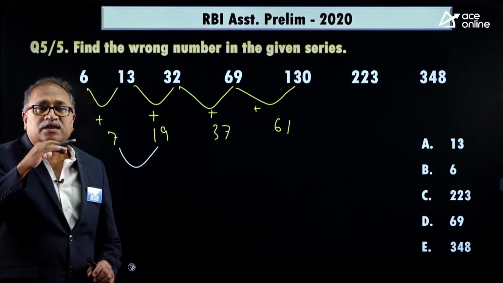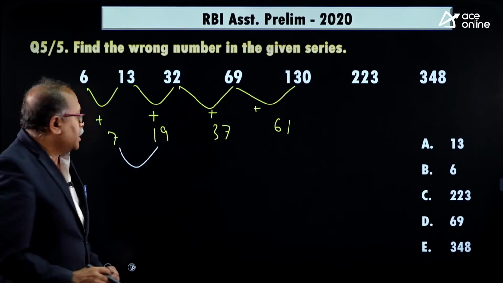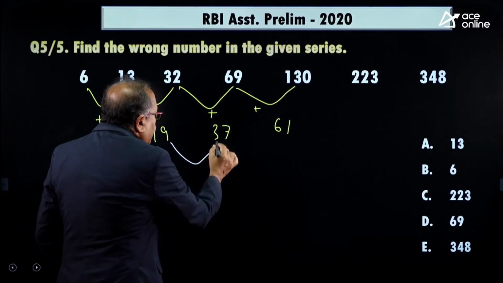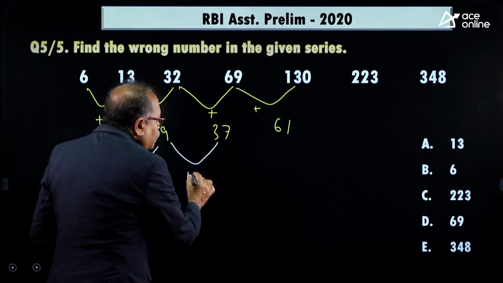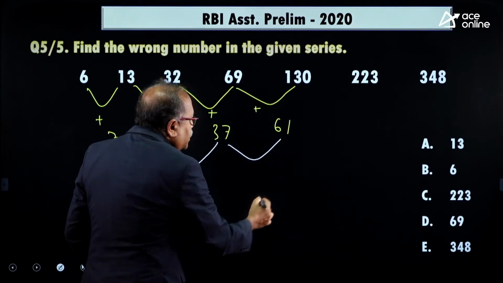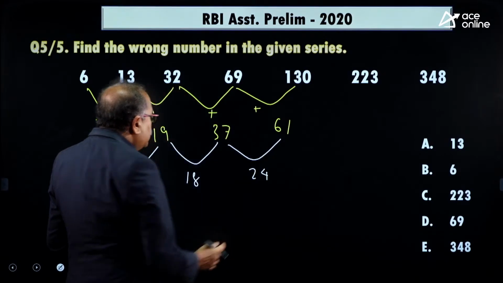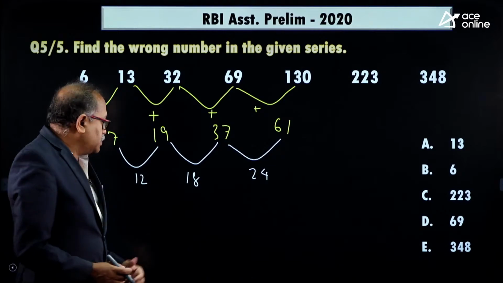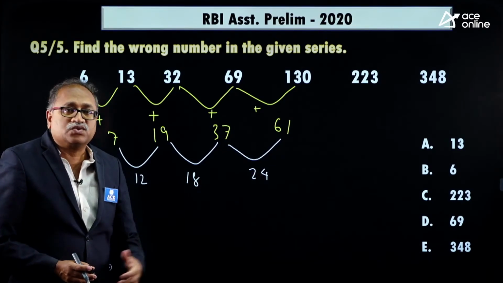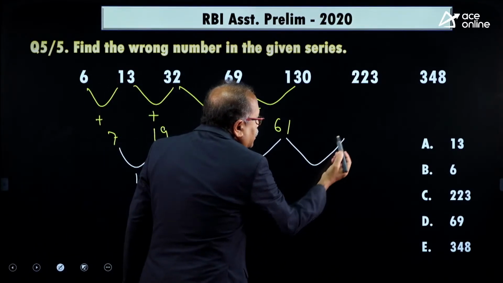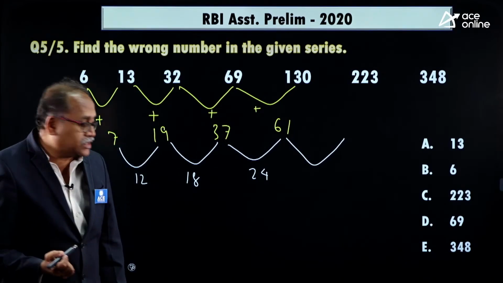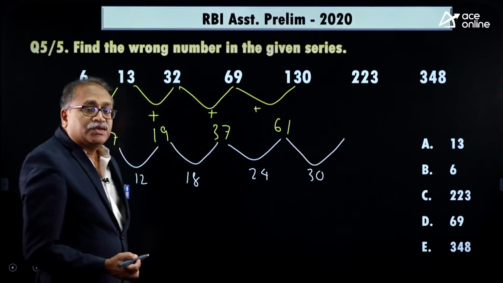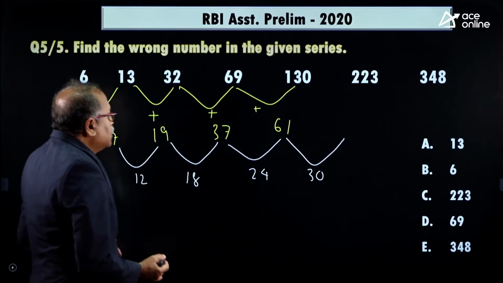I will go for the second line, the difference of difference. And what is that difference of difference? I got the difference 12 over here, and I got the difference 18 over here, and I got the difference 24 over here. What is happening? Every time the difference is increasing by 6. So 12 plus 6, 18 plus 6, 24. The same way I will try this one, 24 plus 6 is 30. If anyone gets the answer, please answer it. So then it comes 91.